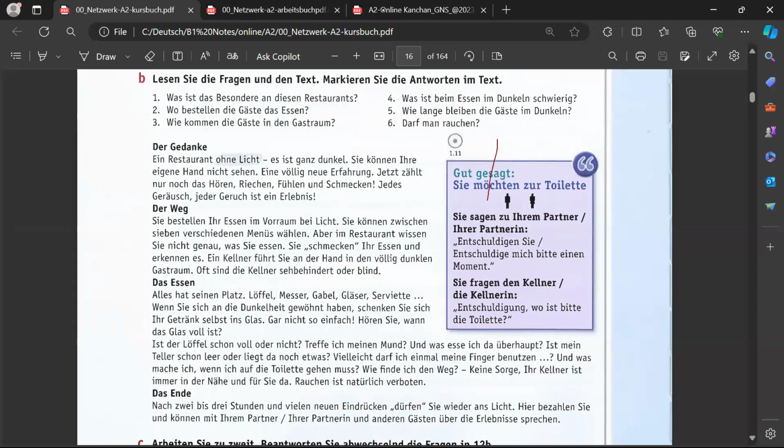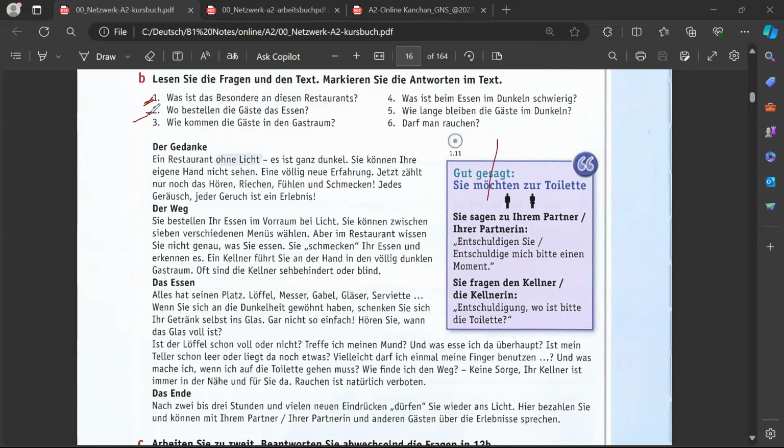Our motive is to know how these dark restaurants are working. So our first question is given here. Was ist das Besondere an diesen Restaurant? What is there something special in such restaurants? Second, wo bestellen die Gäste das Essen? Where do guests order the food?